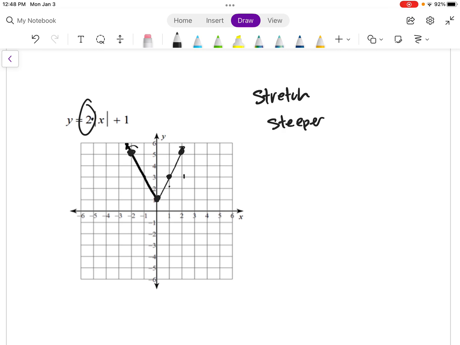It's making the graph steeper. So that's what the vertical stretch does. If you do a vertical shrink, it makes the graph less steep. So hopefully that's a good reminder for you. Again, the reason why I wanted to review that is because it's got a connection to what we're going to be talking about today.